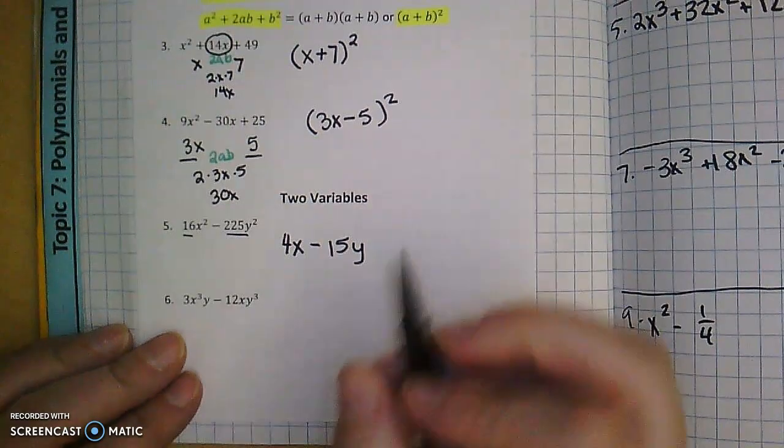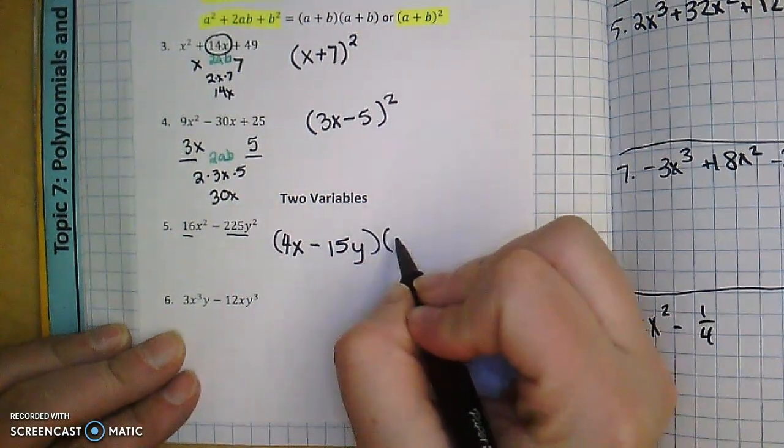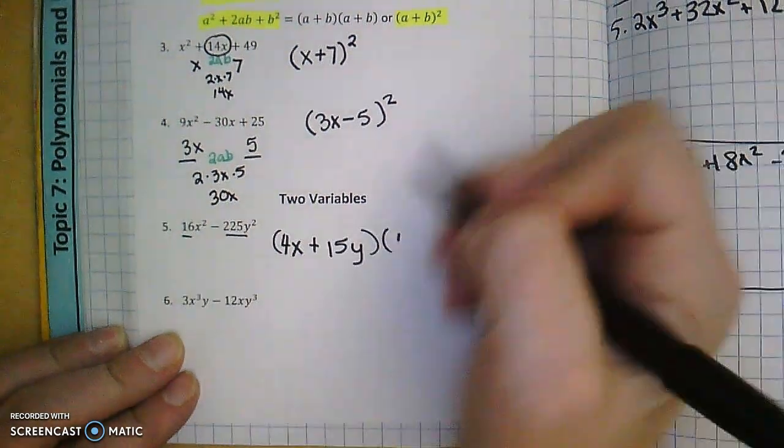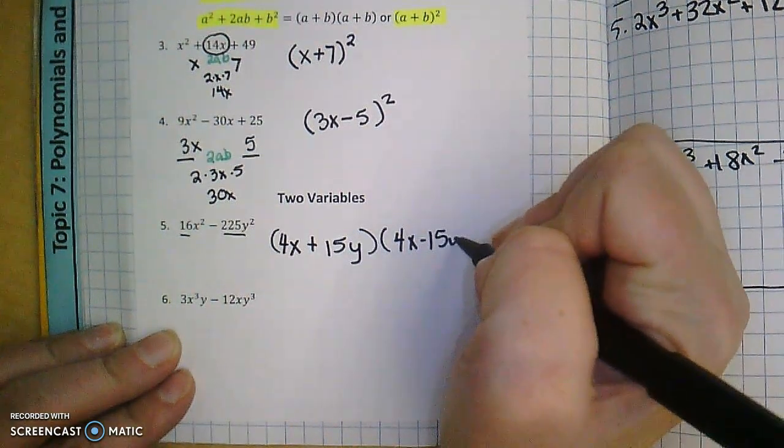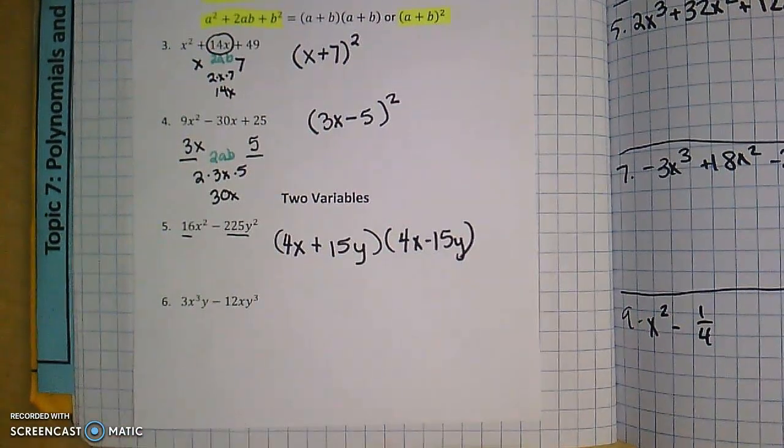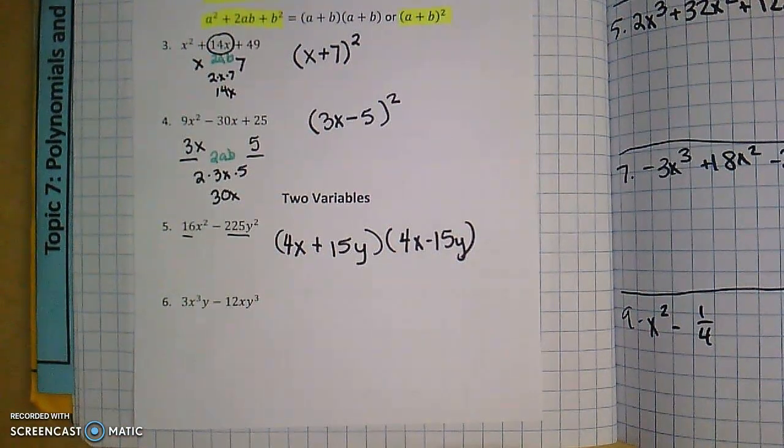All I have to do is subtract the 2, make 1 plus, and then there we go. We have our 2 binomials. We've factored this completely. Okay?